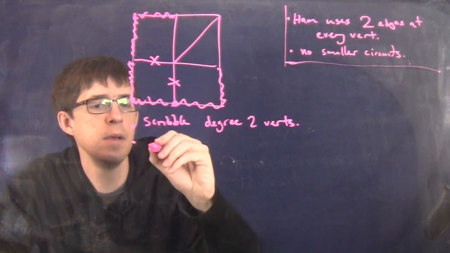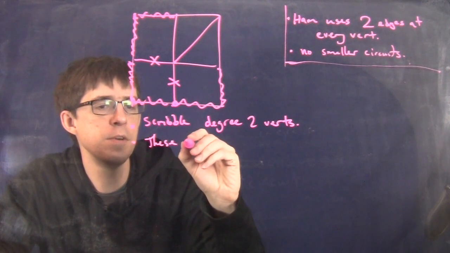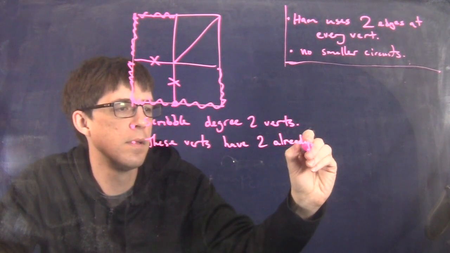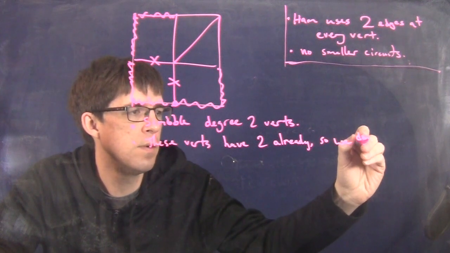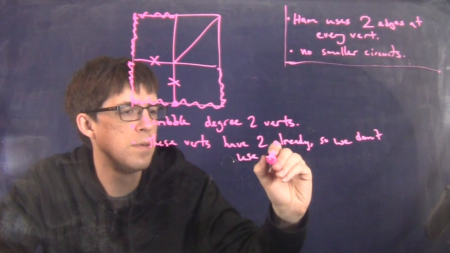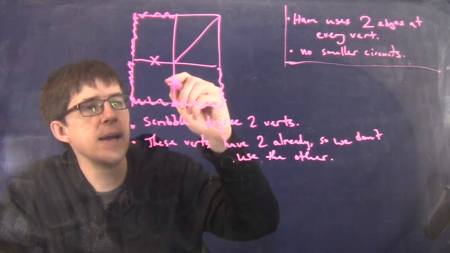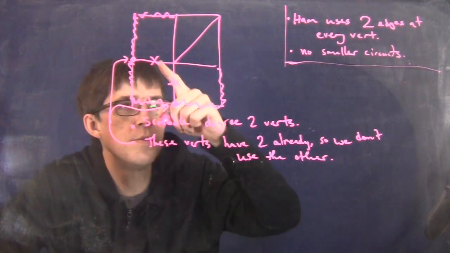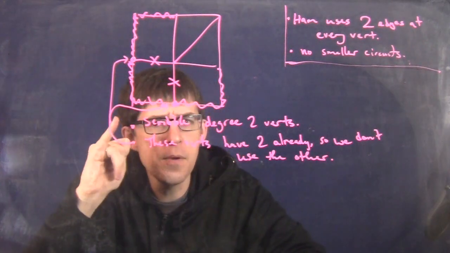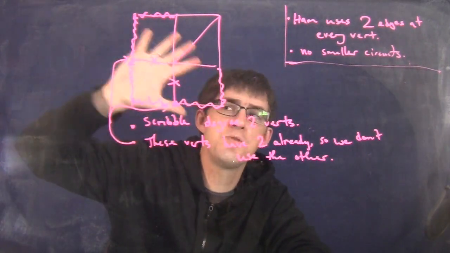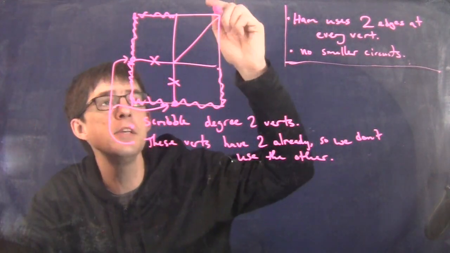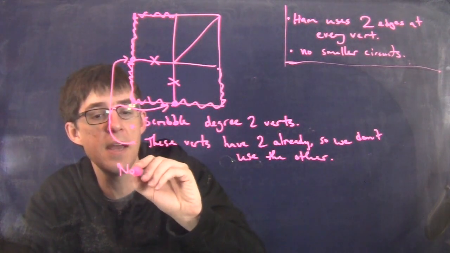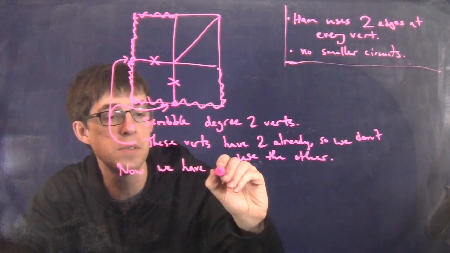So I'm going to say these vertices have two already, so we don't use the other. All right, I X'd out that edge, so I'm talking about this vertex and this vertex here. Okay, those two edges are not allowed. Actually, at this point, I don't think you can proceed by strict reasoning here. It seems like it is possible. Maybe you could scribble this top edge, or maybe you could scribble this edge going down. So I'm just going to say now we have options, it seems.